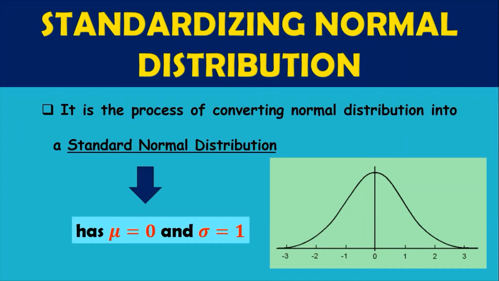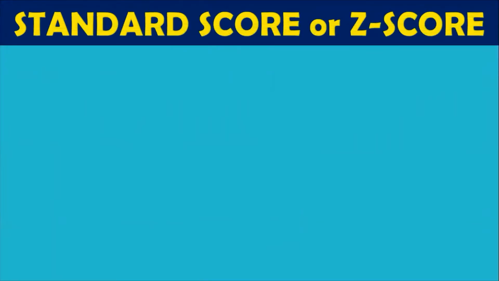We have 68.3%, which is within one standard deviation away from the mean, 95.4%, which is within two standard deviations away from the mean, and 99.7%, which is within three standard deviations away from the mean. We were able to use and solve for the probability under the normal curve using those three common probabilities simply because the values are in the standard score or z-score.